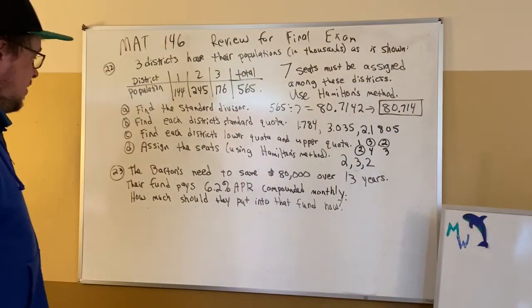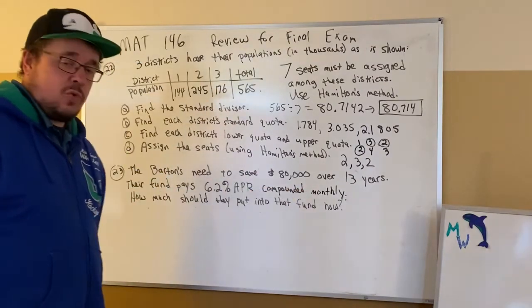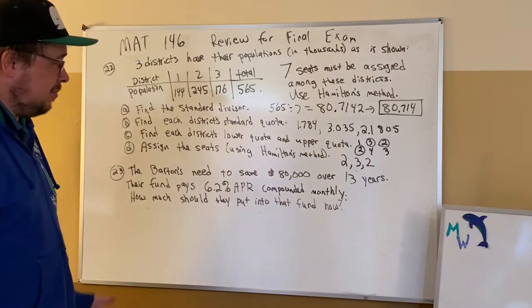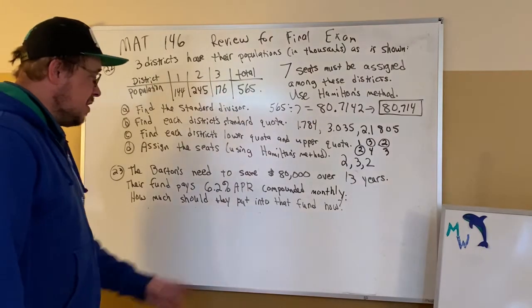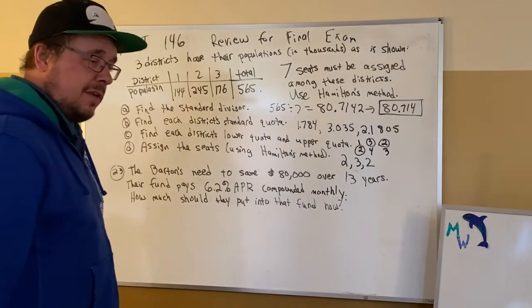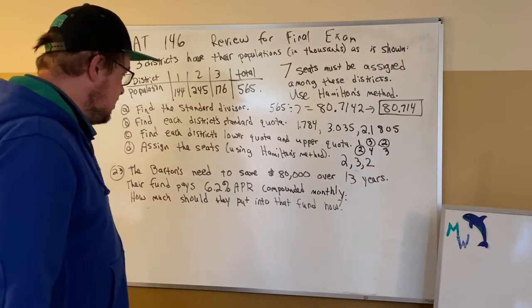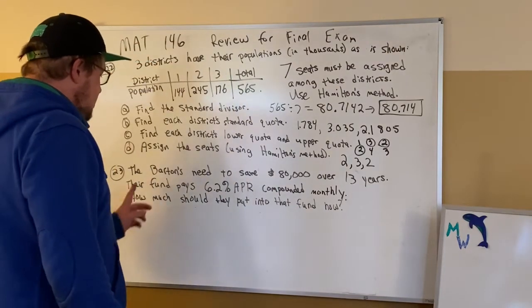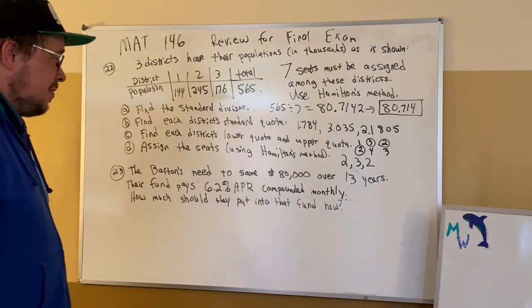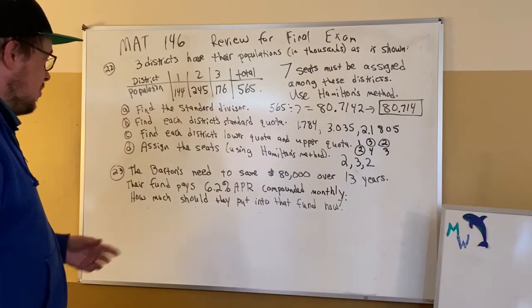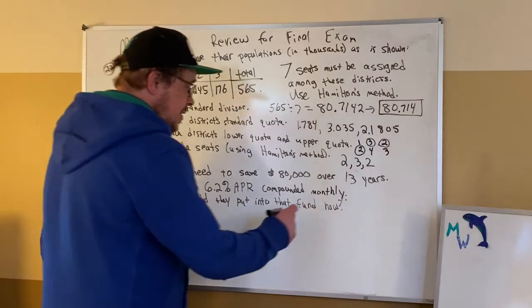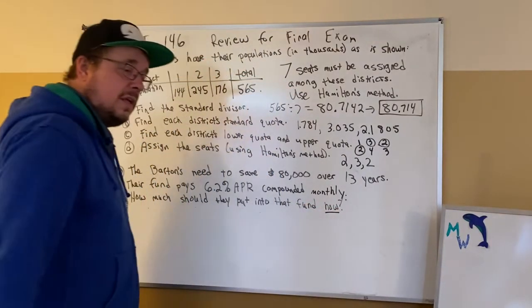I had initially written this wrong on the board. I had that written as quarterly, and I did the problem out on my own, and I found out it didn't get the answer we needed for our printed version. This should be monthly, so we're going to run it monthly and get the right answer this time. What we see is the Bartons need to save $80,000 over 13 years. Their fund pays 6.2% APR compounded monthly. How much should they put into the fund now?